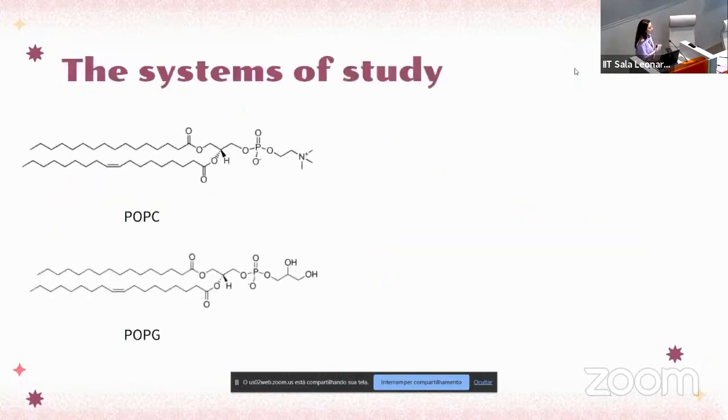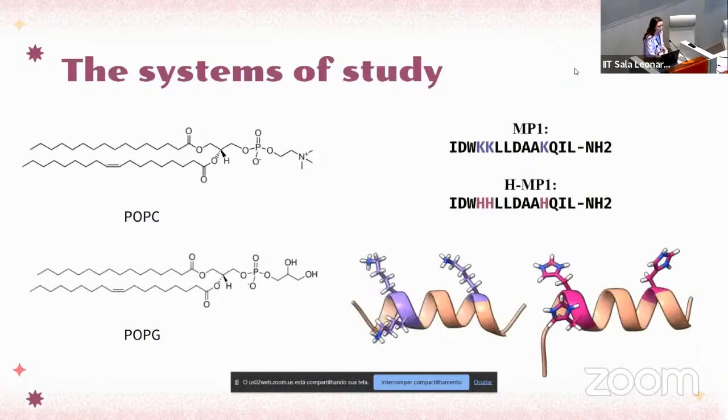So we used a mixed membrane with POPC and POPG. POPC is zwitterionic, POPG is negative, in a ratio of 70 POPC to 30 POPG, just like the experimental work was. And our peptide has this sequence.